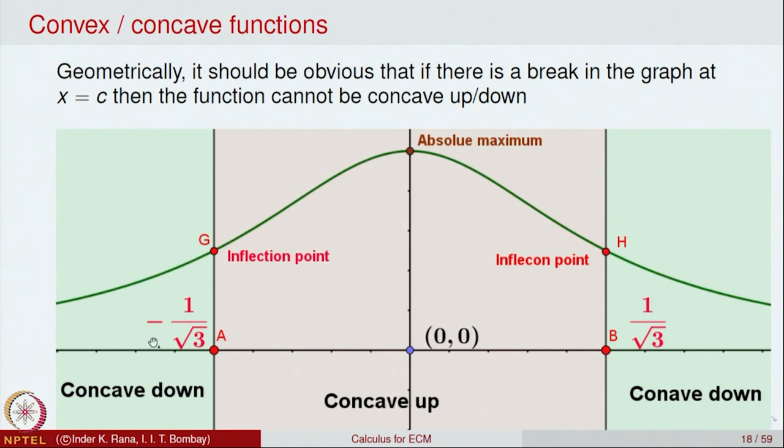So, it is concave up in this green portion, concave up in this green portion, and concave down in this portion. This is how one sketches. So, convexity and concavity are more useful in sketching the graph of a function more accurately. That is the application.